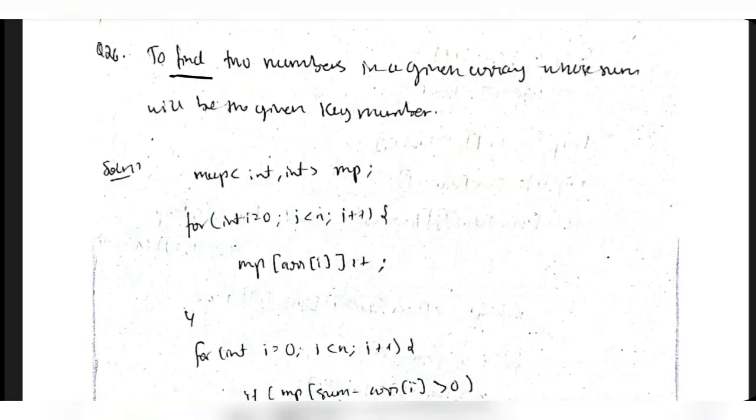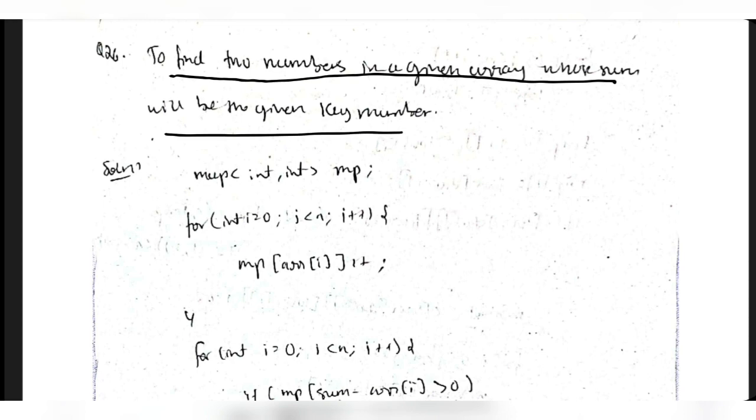The next question is to find two numbers in a given array whose sum will be equal to the key number. So here's the array given to us, and what we'll do is use a map here.